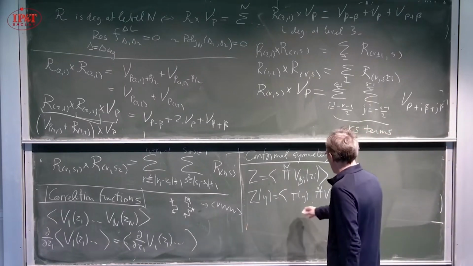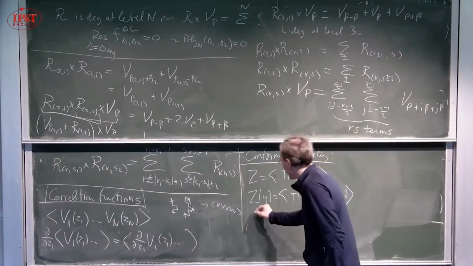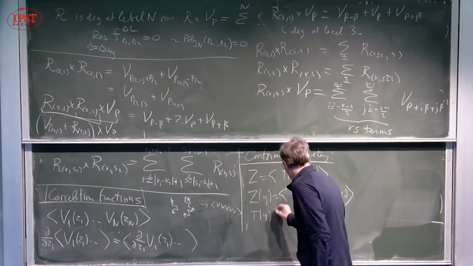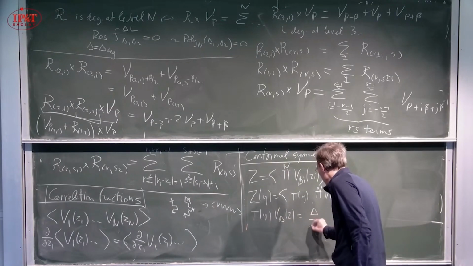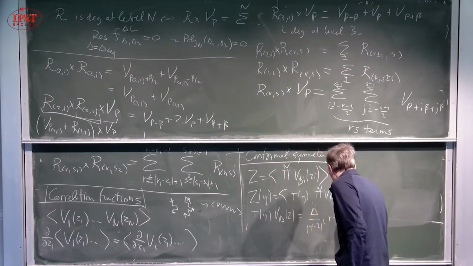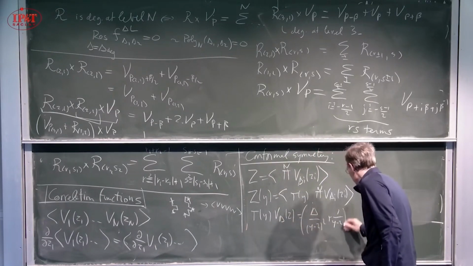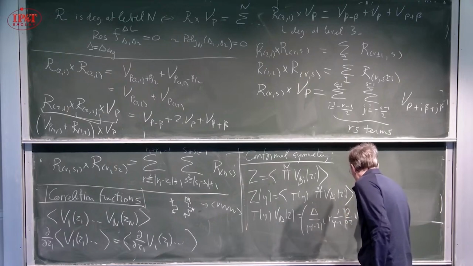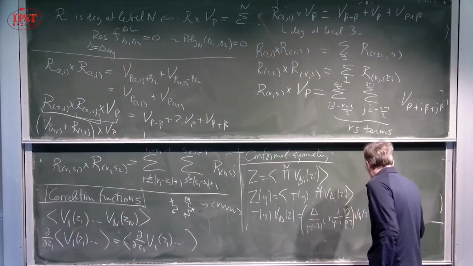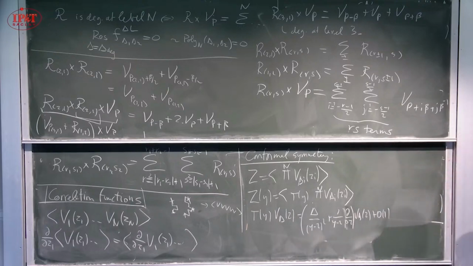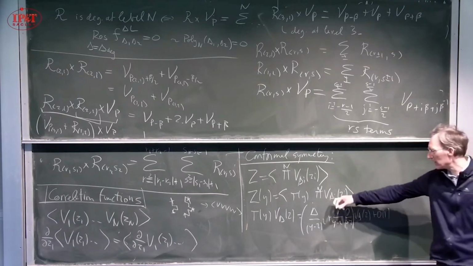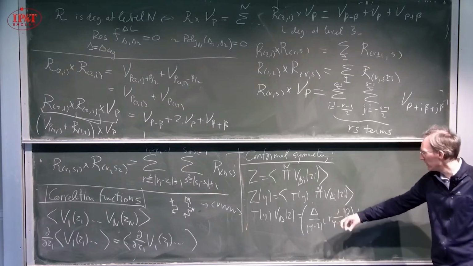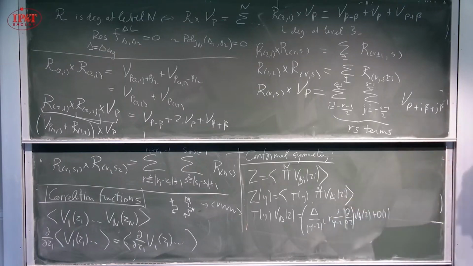So Z(y), its properties are determined by the OPE of T with primary fields, which I write here. T(y) V_Δ(z) is Δ over (y minus z) squared V_Δ(z), plus 1 over (y minus z) ∂_z V_Δ(z), plus regular terms. So this tells you that Z(y) is meromorphic and it has double poles whenever y is equal to some z_i. And you know some things about the residue of these poles.